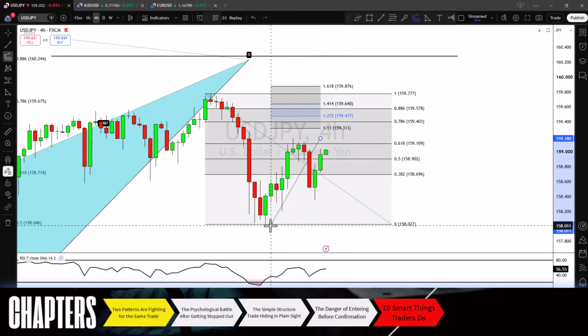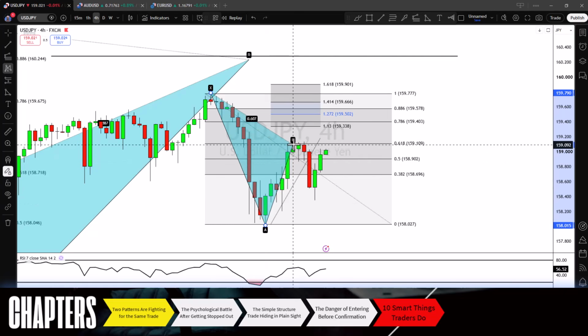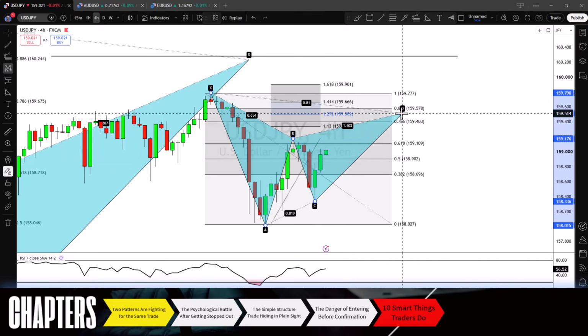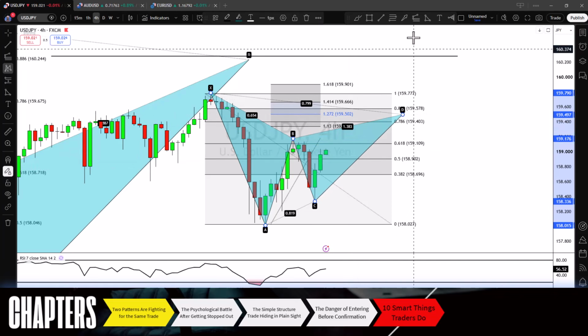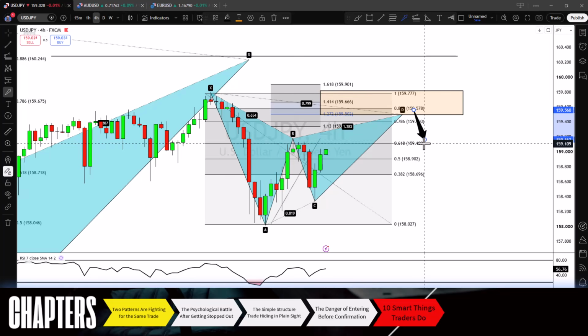But we're going to have another potential Gartley pattern that looks like this. Swing high to swing low, X to A. First retracement, A to B, failed extension, B to C. And if we push up to this 127 level, that is going to be our D completion for a potential selling opportunity.